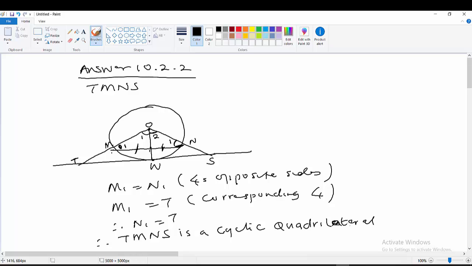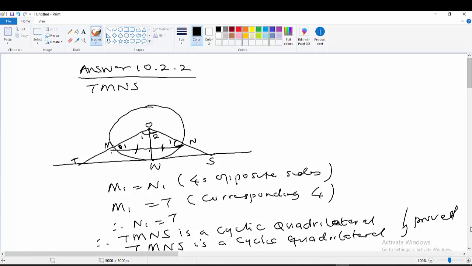So therefore, TMNX is going to give us a cyclic quadrilateral. So this one is proved now. So this is the answer. This is the answer to question 10.2.2.